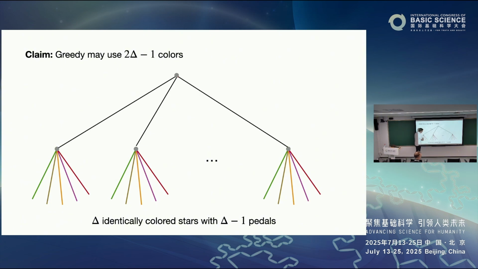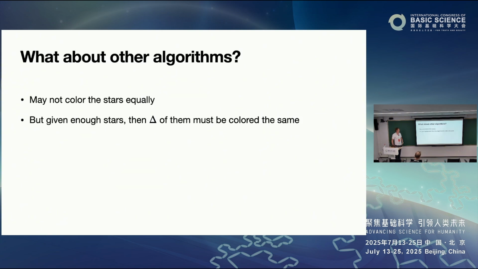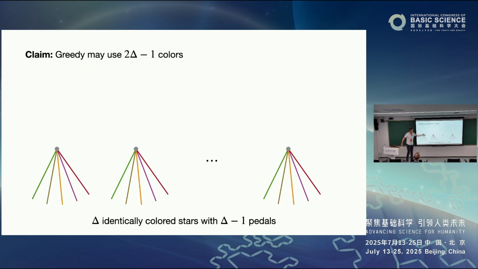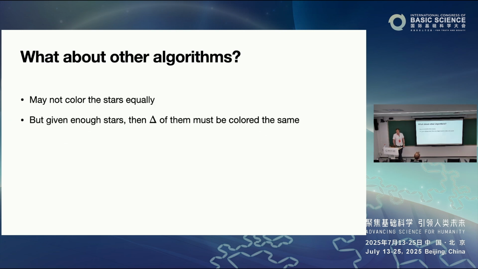Now, all these stars use the first delta minus 1 colors, so to color the remaining delta edges you would need to use delta fresh colors, up to 2 delta minus 1. So greedy is easy, it uses 2 delta minus 1, and this is tight. I'm going to ask, what about other algorithms? The advantage with other algorithms: here we used that all the stars are colored the same way. But imagine a more interesting algorithm that is not so even. I could do randomization.